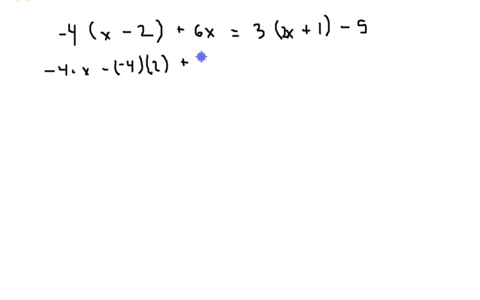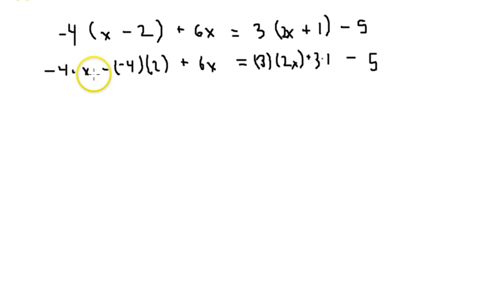plus 6x, and then that equals 3 times 2x, so that's going to be 3, and I'm going to put parentheses around here. 3 times the 2x, okay, and so if you had the 3 times the 2x, that would go here, plus the 3 times the 1, and then minus 5.